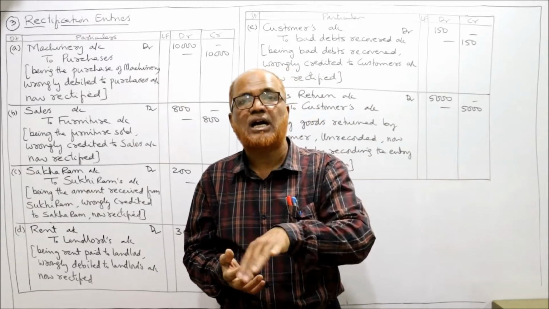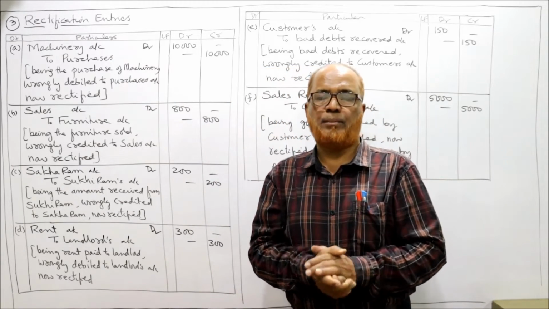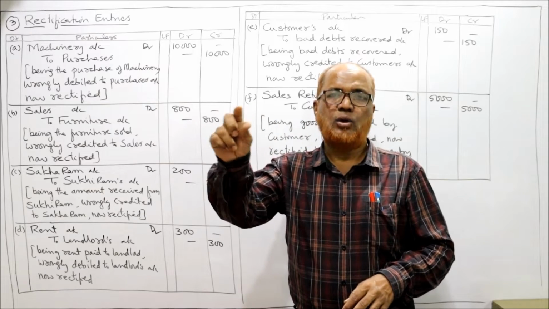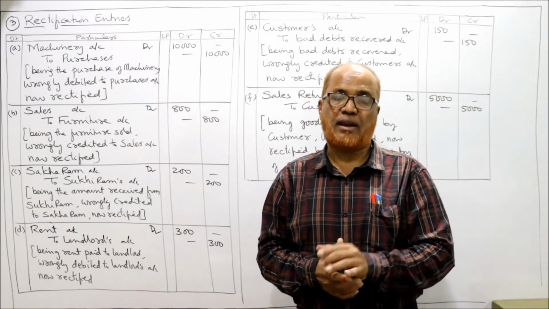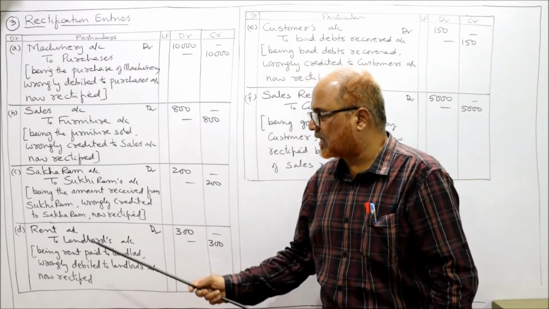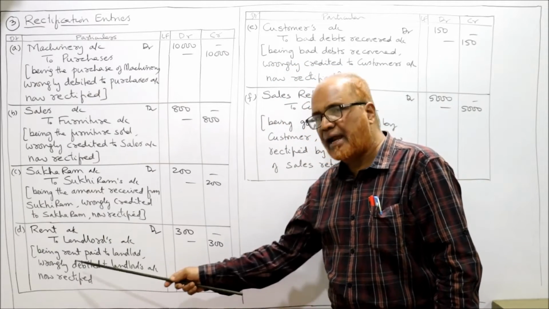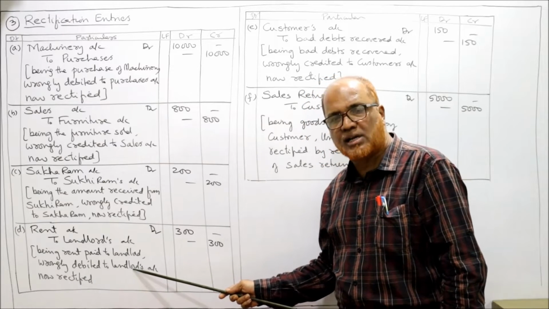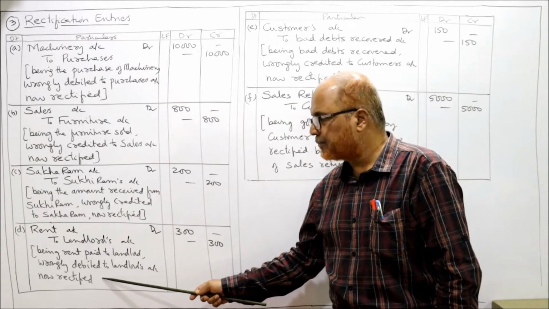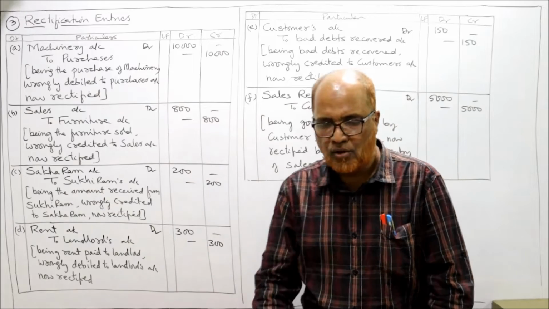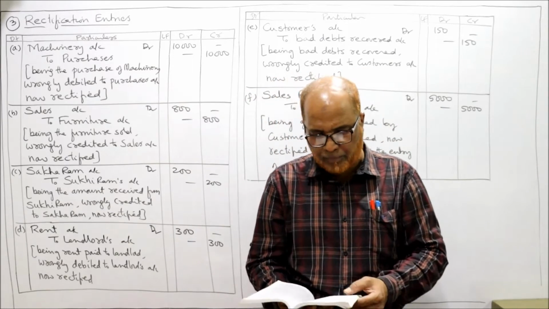Landlord's account should be credited. The rectifying entry will be rent account debit to landlord's account. Being the rent paid to landlord wrongly debited to landlord's account. Now rectified. The entry will be rent account debit to landlord. The 4D point is over. Now E point.